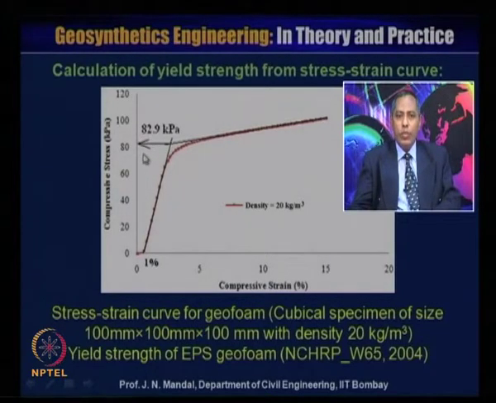So, here 82.92. So, you can calculate the yield strength, and the yield strength value is 82.9 kilopascal. So, you should know how to calculate the yield strength. This is as per NCHRP W65 2004.